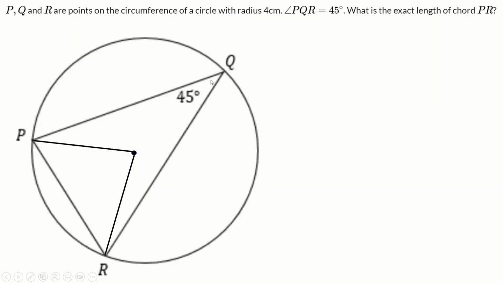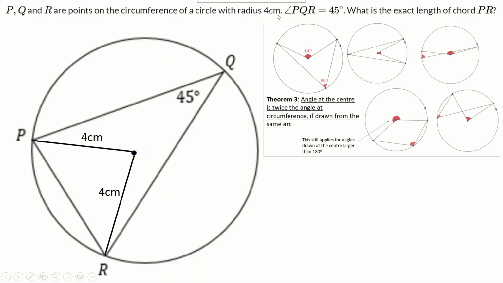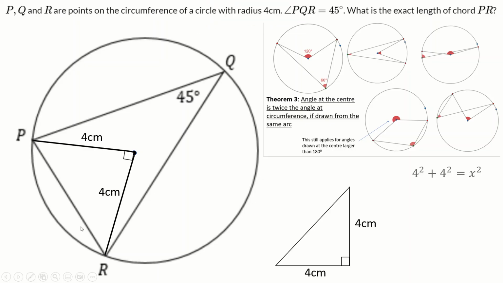Now from the double angle at circumference to center theorem, this angle here is 90, and you are told that the radius is 4. Okay, and then to work out PR, we just have to do Pythagoras. So this question was very quick and easy to do, as long as you remember your circle theorems. And a really lovely basic question.